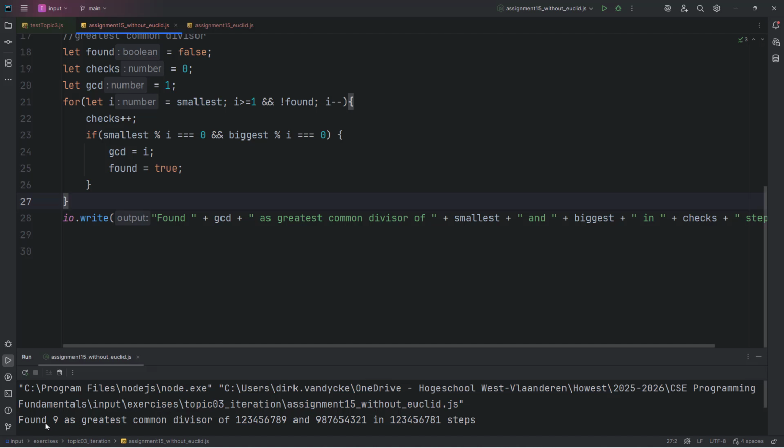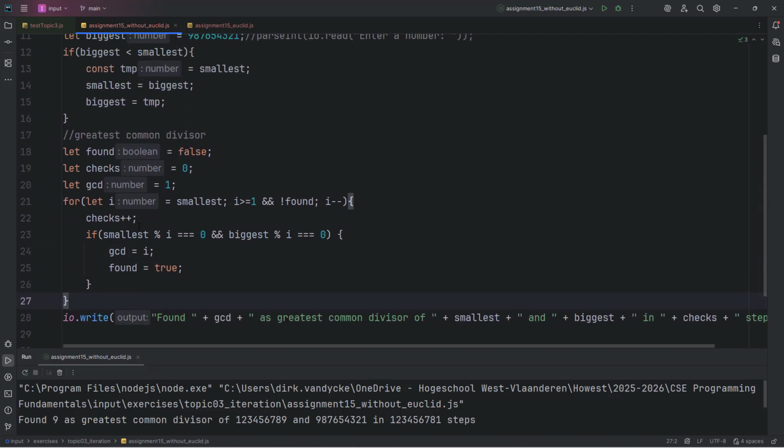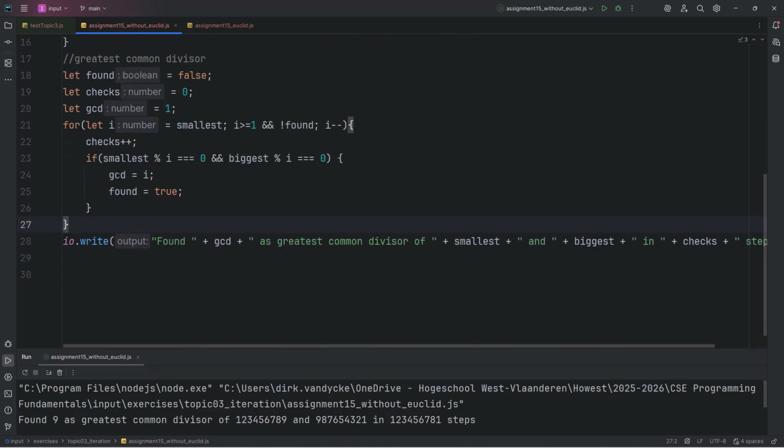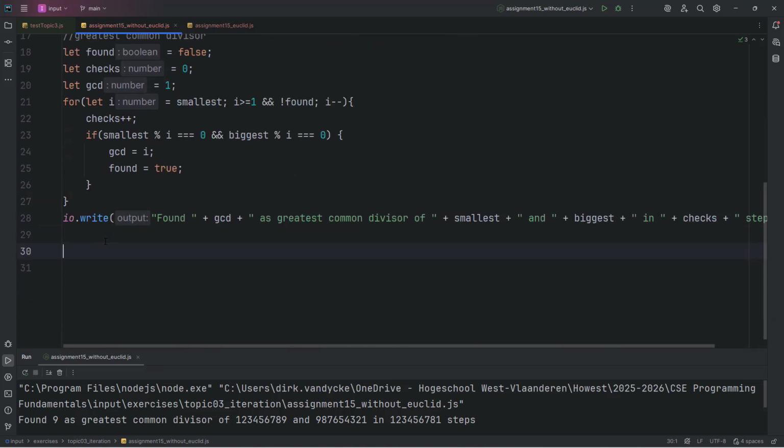And it says found 9 as greatest common divisor of those two big numbers. And well, let's see, 123 million steps. So that's quite a lot of steps, right? Can we do better? Well, let's for a moment focus on a smaller number here, and let's think about it.